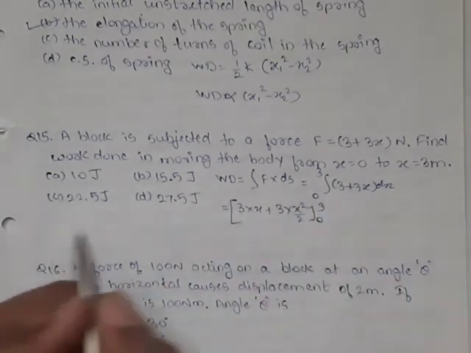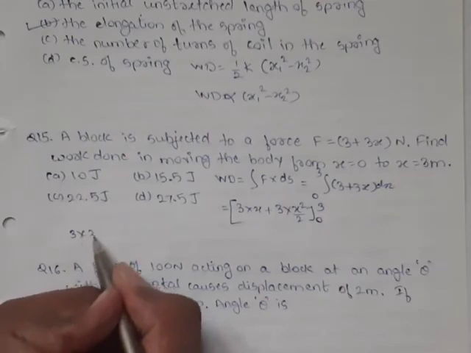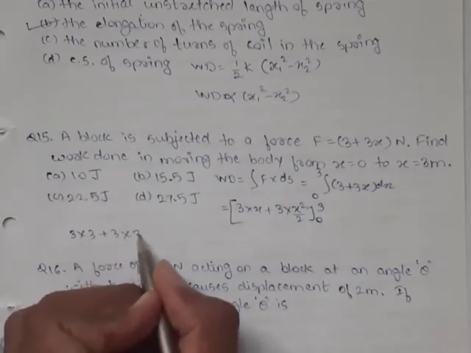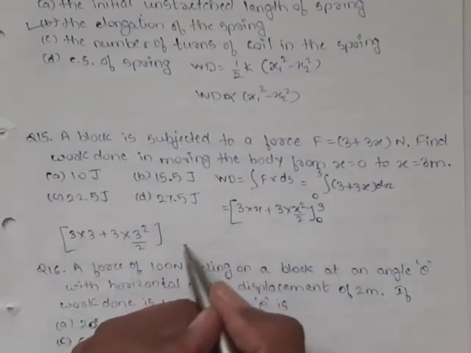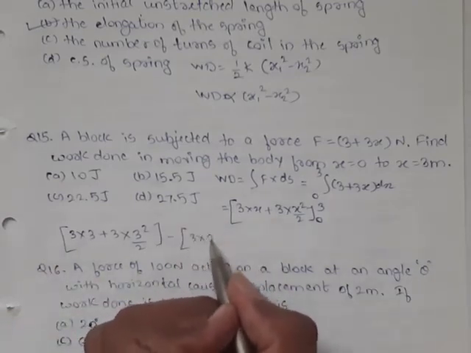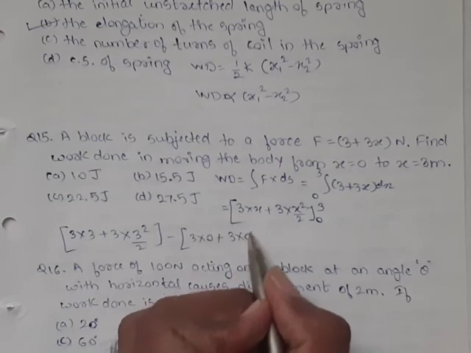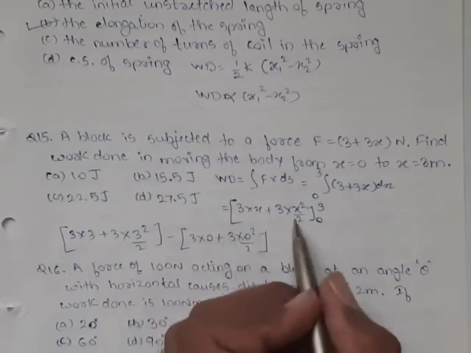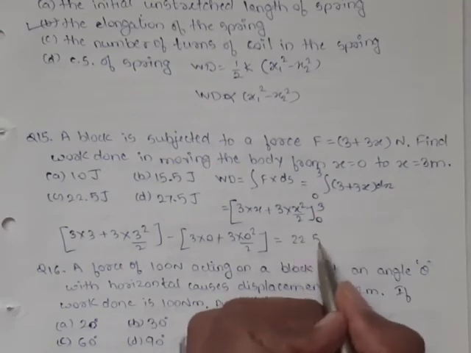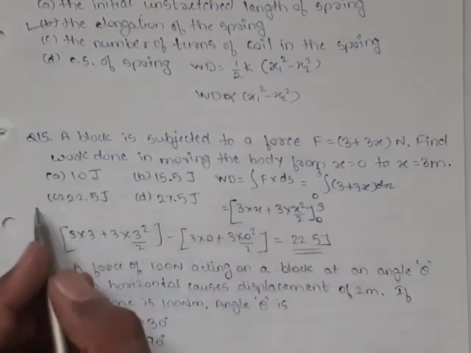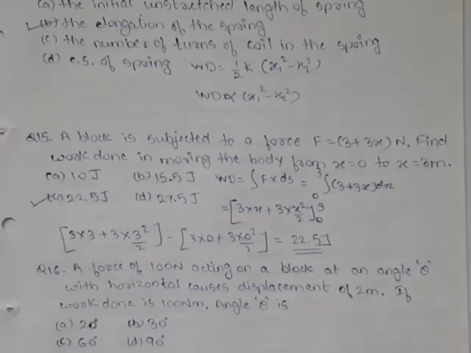So we put the values: 3 into 3 plus 3 into 3 square by 2, minus 3 into 0 plus 3 into 0 square by 2. So our final answer will be equal to 22.5 joules. This is the work done. So from the 4 options, option C is correct.